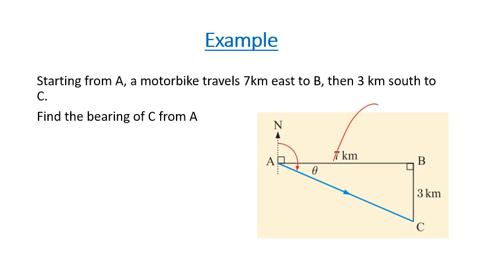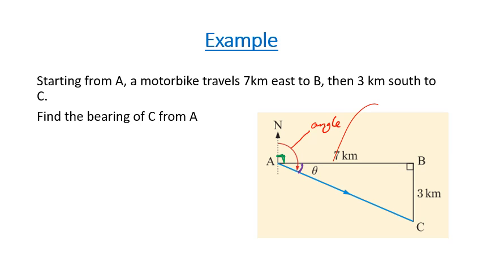So let's have a look at an example that would involve true bearings. It says, starting from point A, a motorbike travels 7 kilometers east to point B and 3 kilometers south to point C. Find the bearing of C from A. So essentially we're trying to find the angle that's highlighted by our red arrow here. Now we know straight away that we have a 90-degree angle here, so all we need to do is now find theta.